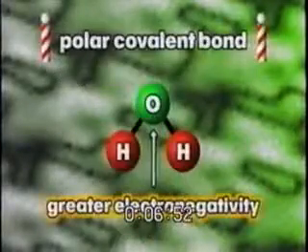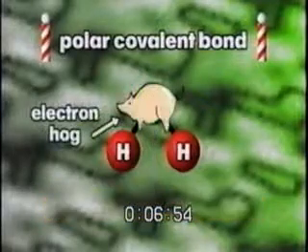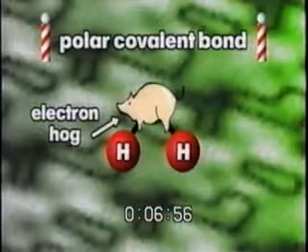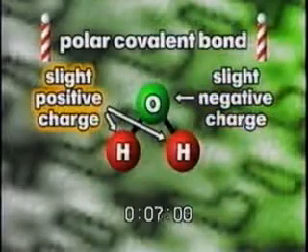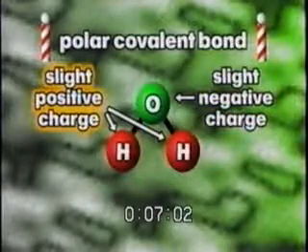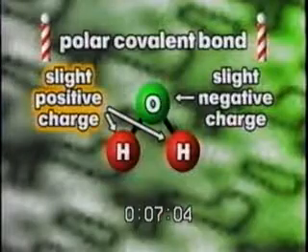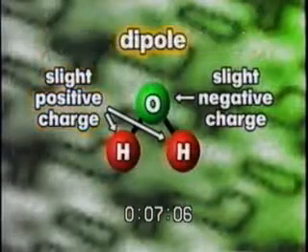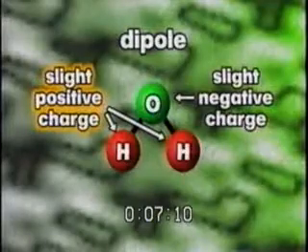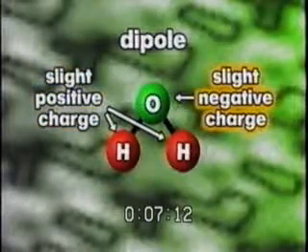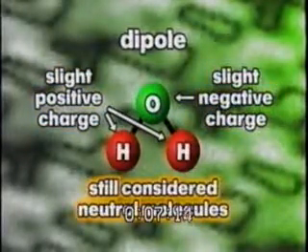The atom with greater electronegativity is a bigger electron hog, so it creates a slightly negative charge for itself and a slight positive charge for the atom it's supposed to be sharing electrons with. This arrangement forms what we call a dipole. Dipole molecules have slightly positive and slightly negative regions on them, but they are still considered neutral molecules.